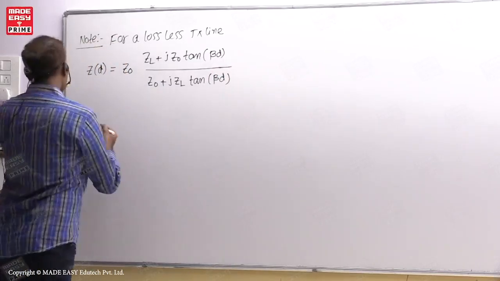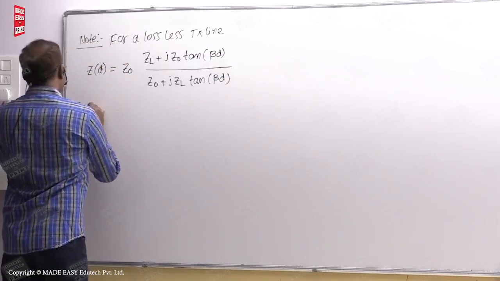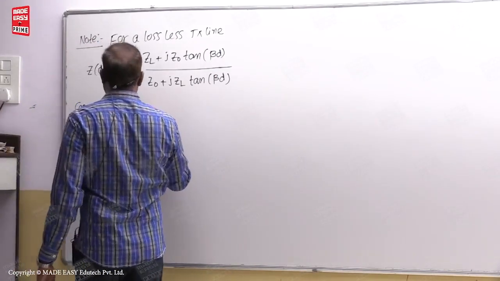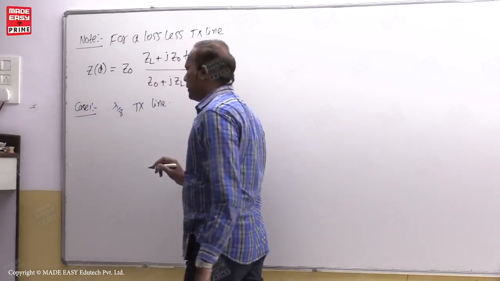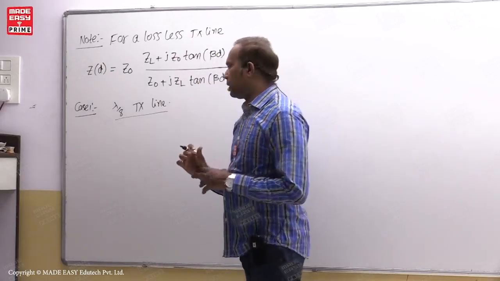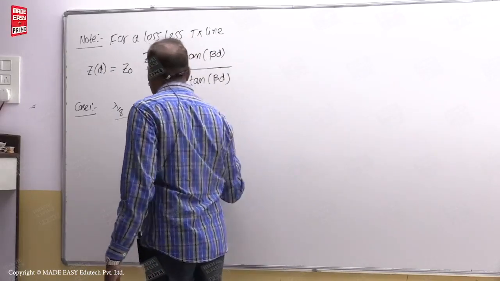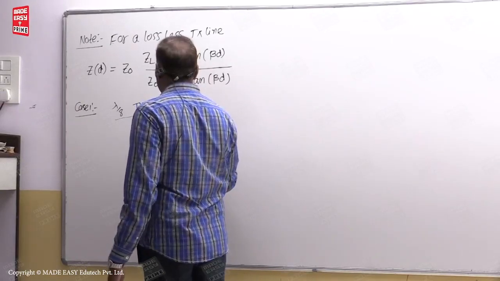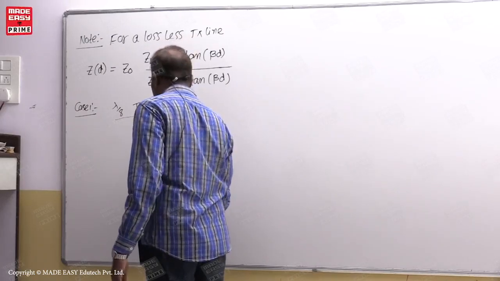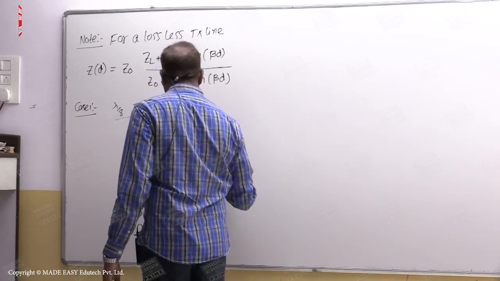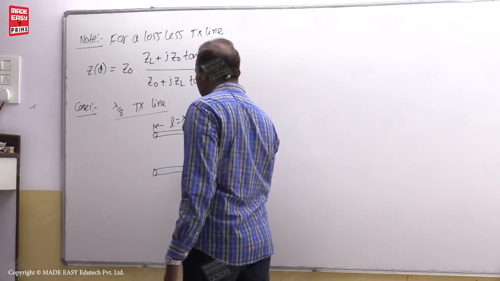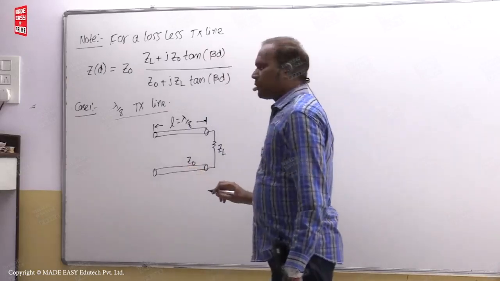Okay. Now first one, case 1, lambda by 8 transmission line. Let us take a lambda by 8 transmission line and see the input impedance of that. The total length of the line is lambda by 8. Now the load impedance is ZL. The characteristic impedance of the transmission line is Z0.